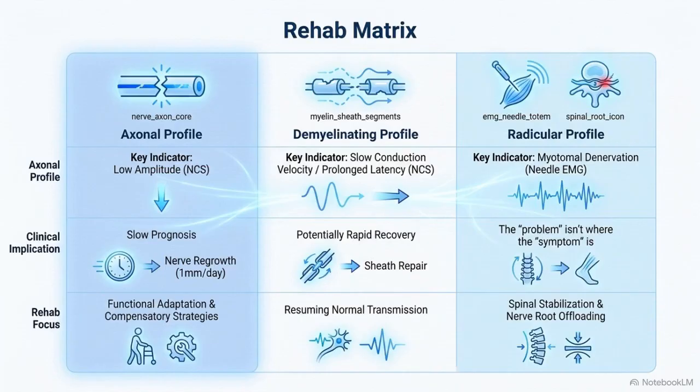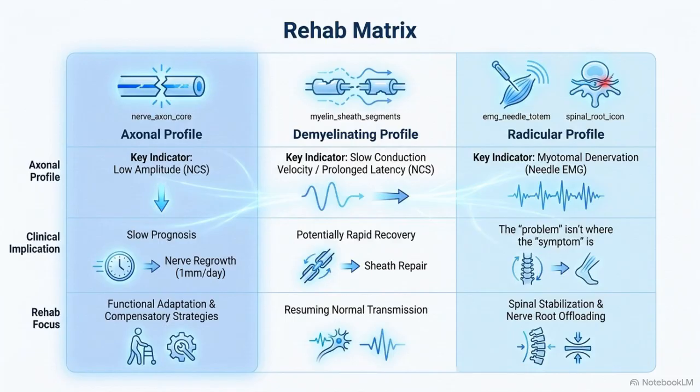We can organize these physiological principles into a streamlined 3-column interpretive matrix to guide rehabilitation strategy. An axonal profile, marked by low amplitude on the NCS, dictates a slow prognosis. Recovery relies on actual physiological fiber regrowth, requiring a long-term focus on functional adaptation and compensatory strategies. A demyelinating profile, marked by slow conduction velocity, implies a potentially rapid functional recovery. If the myelin sheath heals or the underlying autoimmune trigger is resolved, the nerve can quickly resume normal transmission.